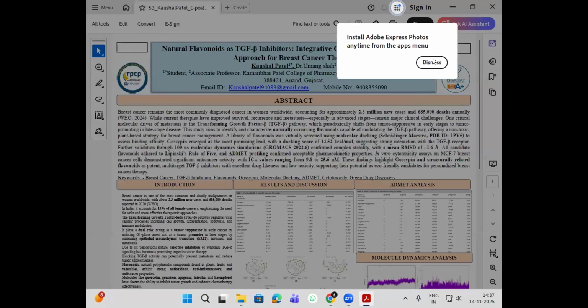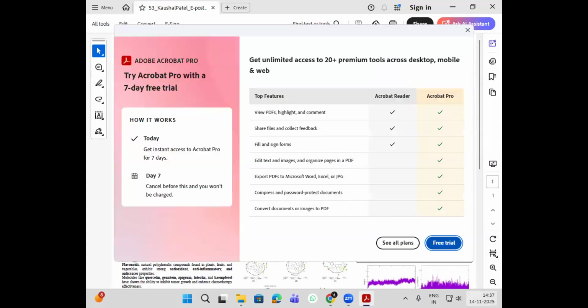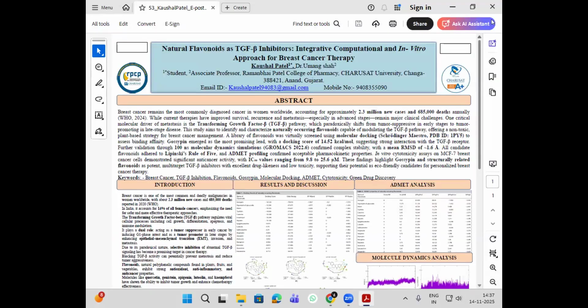Hello, sir, and hello, friends. Good afternoon. My name is Kaushal Patel, and I am a first-year MPharm student of Ramanbhai Patel College of Pharmacy, Charusat University. And today I am here to present our work on breast cancer, where we use a natural flavonoid for the treatment of breast cancer. We are performing a computational study and in vitro study as well as a molecular dynamic study.